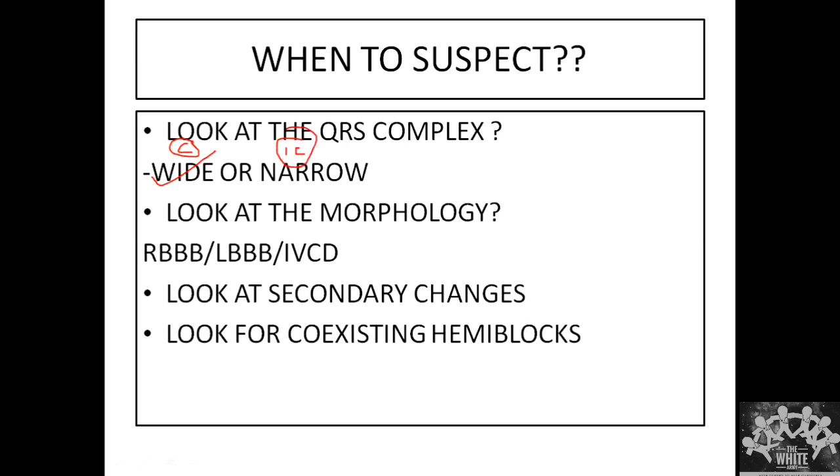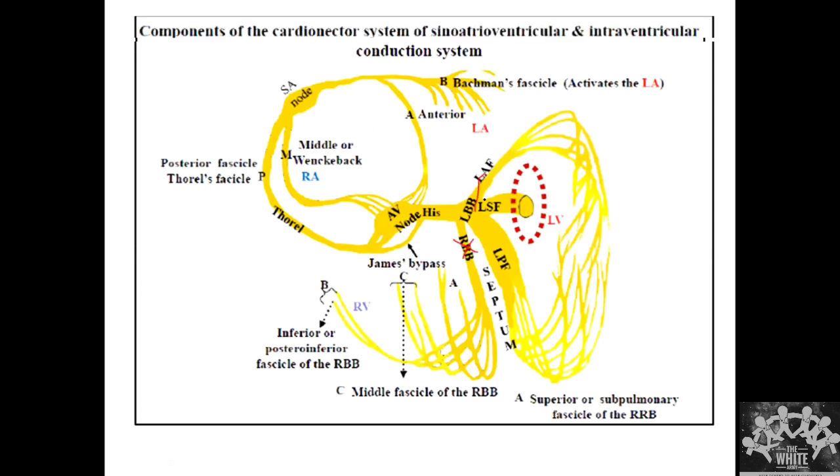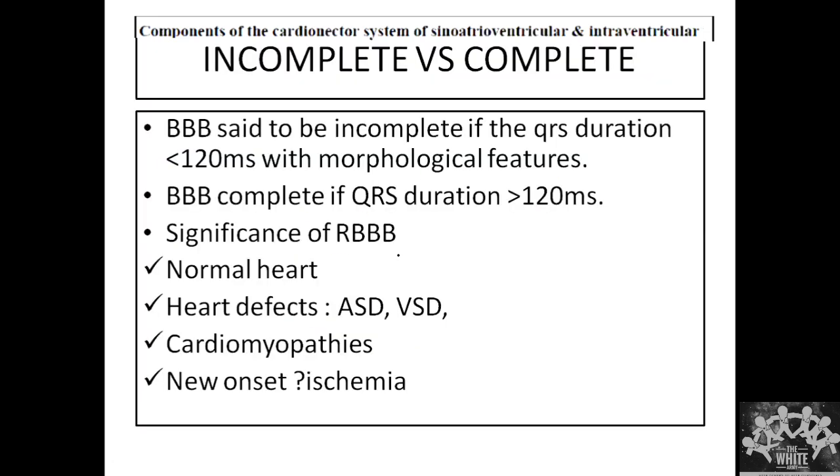So once we know whether it is complete versus incomplete, we have to see the morphology, because we have to determine where the block is, whether it is the right bundle branch or the left bundle branch. So that is the second thing. So we look at left bundle branch or right bundle branch. After you determine which it is, there is something called secondary changes. We'll explain what is happening. So we'll proceed next. That is what I said to you.